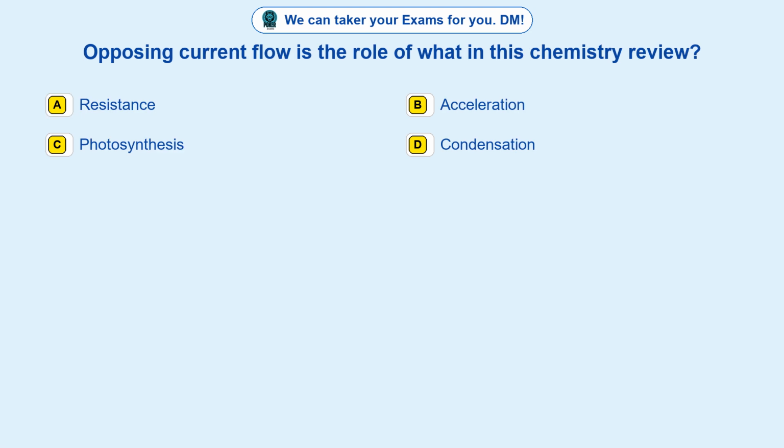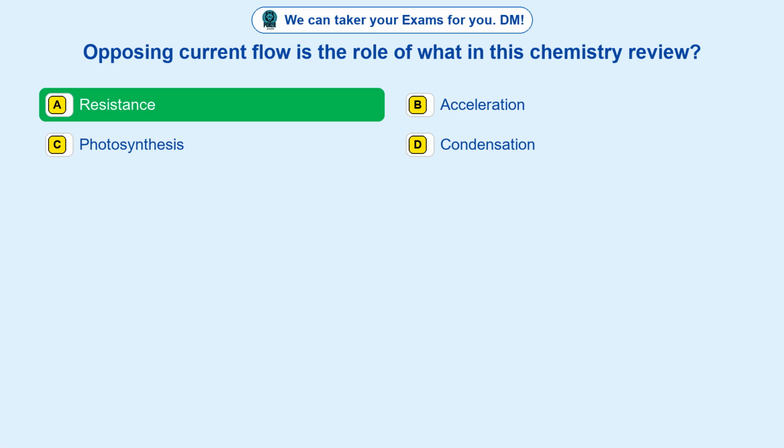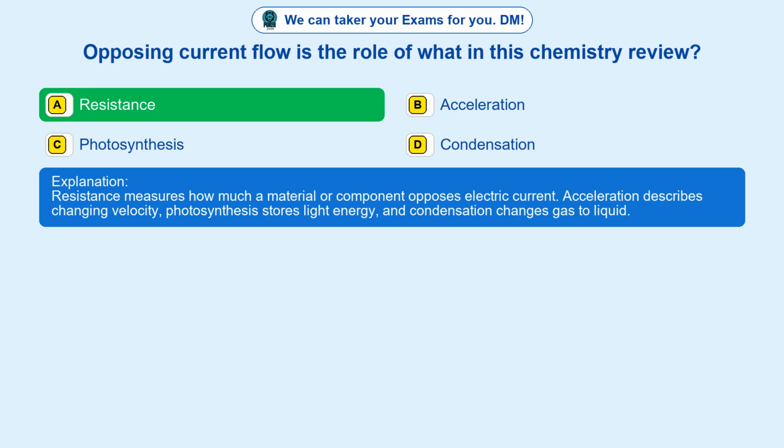Question 71. Opposing current flow is the role of what in this chemistry review? Option A, resistance. Option B, acceleration. Option C, photosynthesis. Option D, condensation. The correct answer is option A, resistance. Resistance measures how much a material or component opposes electric current. Acceleration describes changing velocity, photosynthesis stores light energy, and condensation changes gas to liquid.